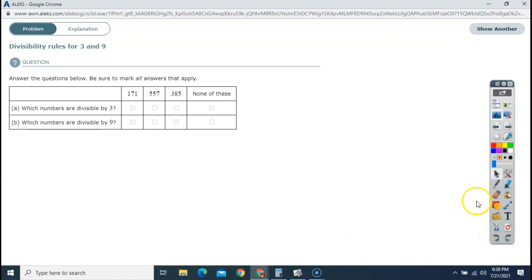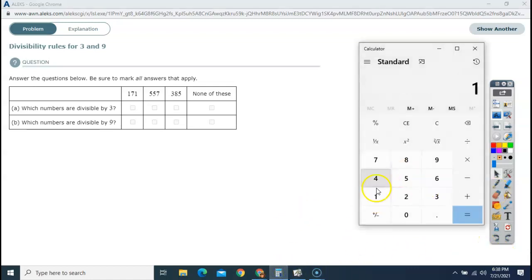171. Let's try 171 divided by 9. Yes. So it's going to be divisible by 3 as well. 171 divided by 3. Yes. See how that works? Let's go with 557. 557 divided by 9. Nope. And it's not going to be divisible by 3. 557 divided by 3. Nope.